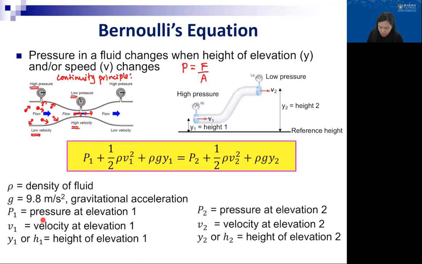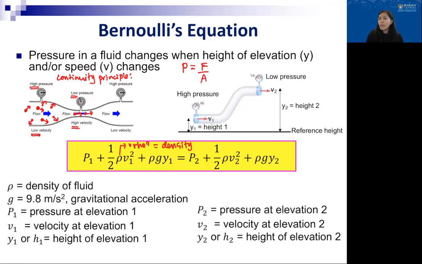Here I just define what each of the terms mean. Be careful here, you have capital P and then you have this rho, the curly or fancy P, which refers to density. It's different from P, which refers to pressure. Then you have V for speed, and Y for height, elevation, or depth.